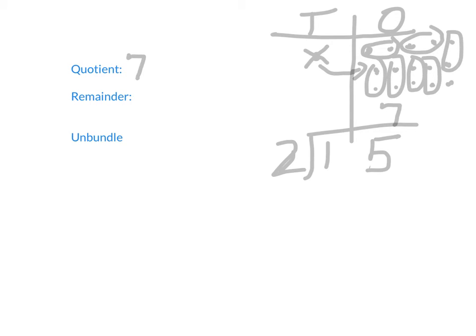And again, we have 1 left over. So that's our remainder 1. So we have 1 remainder. All right? And it's as simple as that.